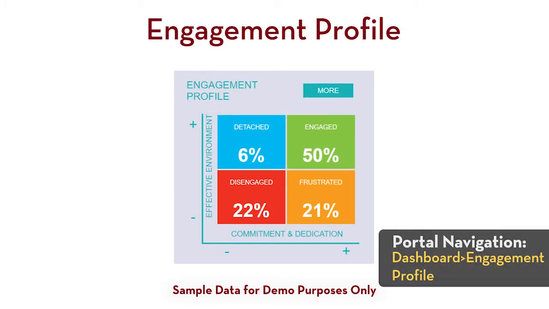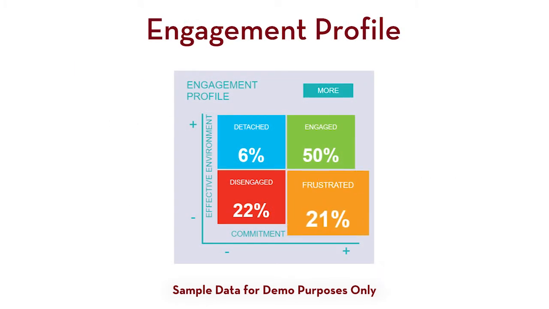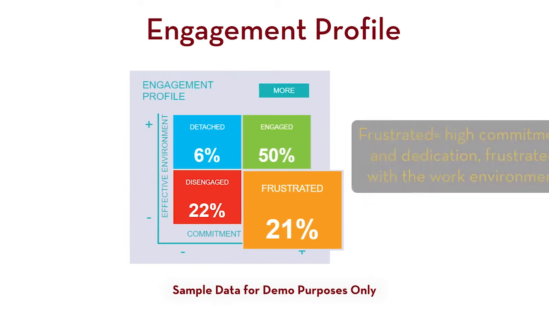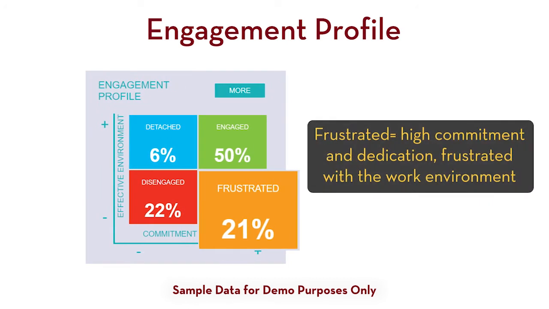Then, in looking at the engagement profile, we recommend beginning work on the frustrated quadrant, as this is a good place to start when thinking about how to take action. It is often easier to have an impact on work environment issues, and people in this quadrant are often highly motivated and dedicated, but there's something in the work environment that causes the frustration.